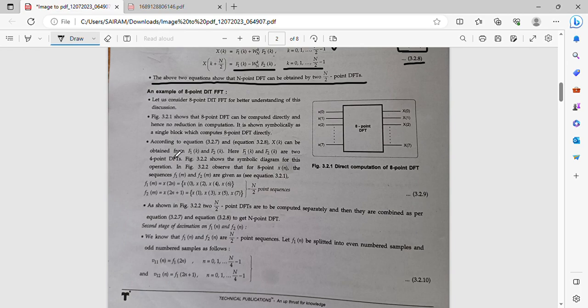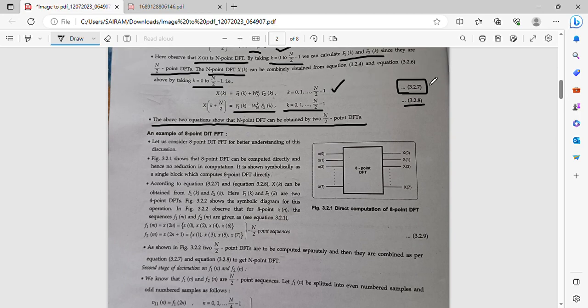According to equation 3.2.7 and equation 3.2.8, X of k can be obtained from F1 of k as well as F2 of k. So how are we going to find out? We are going to find out by using F1 of k and F2 of k. F1 of k and F2 of k are two 4-point DFTs.